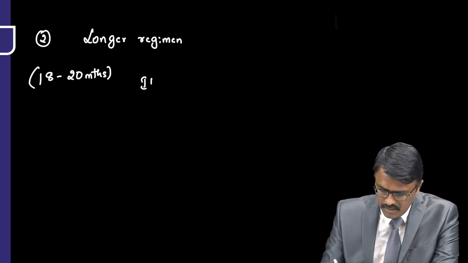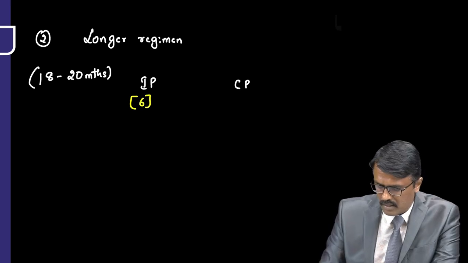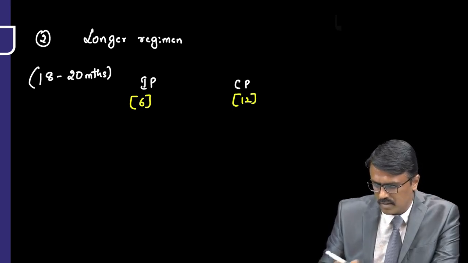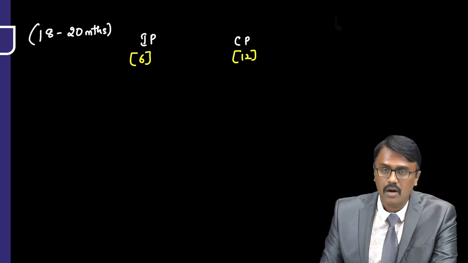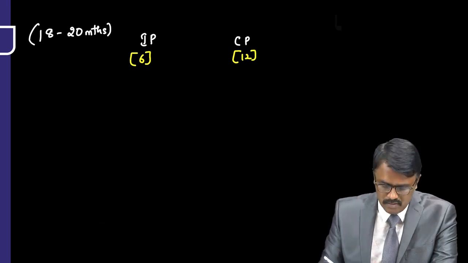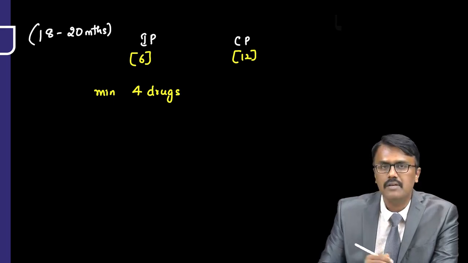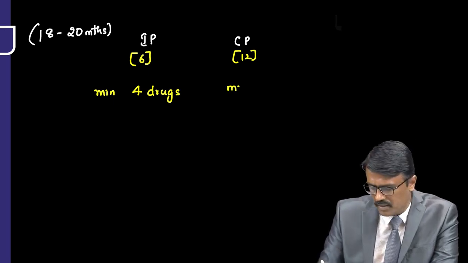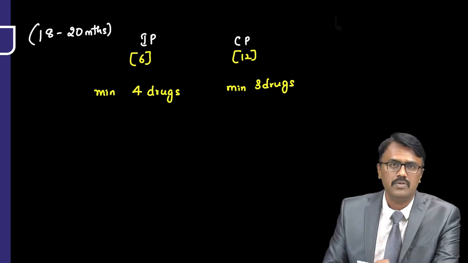Here we have an intensive phase and a continuous phase. The intensive phase lasts for 6 months and the continuous phase lasts for 12 months. So totally you will have 18 months. You may ask, how many drugs should I use in intensive phase? Minimum it should be 4 drugs in intensive phase, and in continuous phase, minimum it should be 3 drugs. You may ask, how do I know which drug should I use?